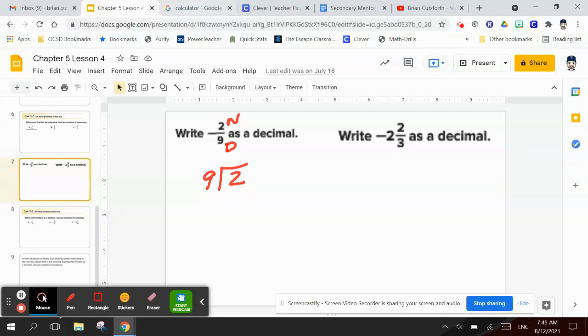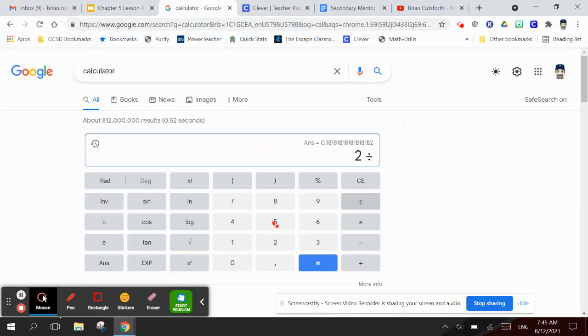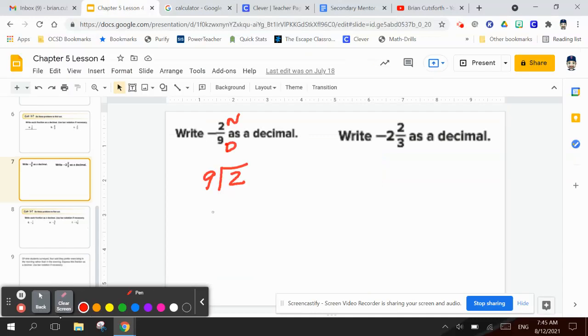So I go back to my calculator and I go 2 divided by 9 is 0.222222 repeating. So a 2 is repeating. So I go back to my answer and it's 0.2 repeating. Now remember that negative sign in front? I'm just going to bring that straight down and put it right in front of my answer. So my answer is -0.2 repeating.